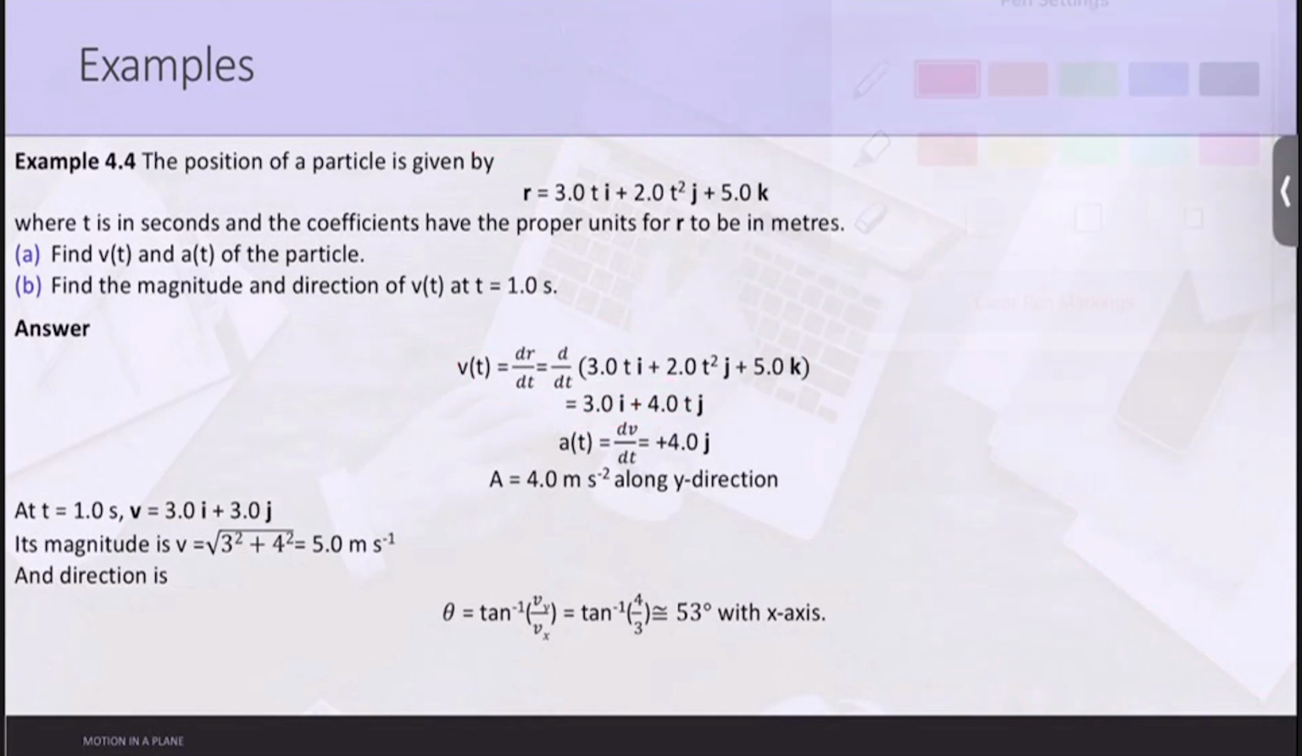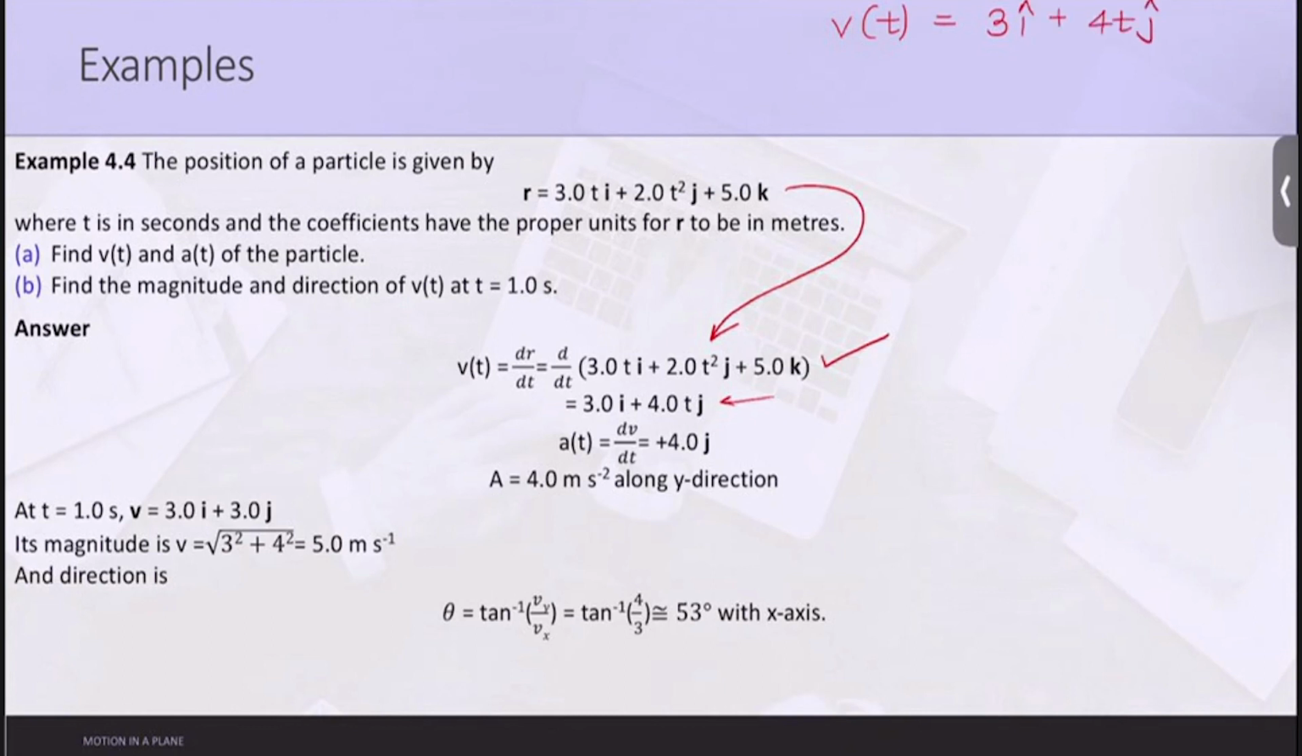Okay, so let me just rub and then start again. So therefore v of t is nothing but equal to dr by dt, which is equal to d by dt of 3t i cap plus 2t square j cap plus 5k cap, which was given in the question. Then we just differentiated it with respect to t, and therefore we got this as equal to 3i cap plus 4t j cap. Okay, so this was the first part of the first question, that is velocity at any time t is nothing but equal to 3i cap plus 4t j cap.